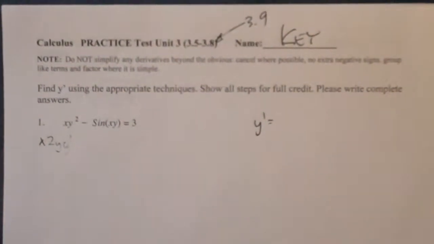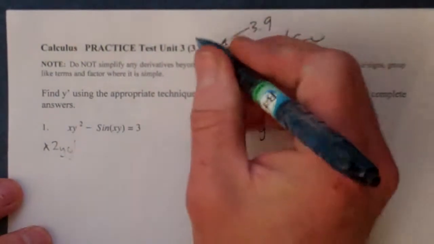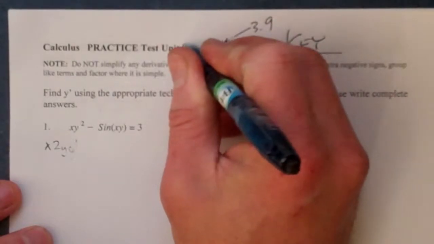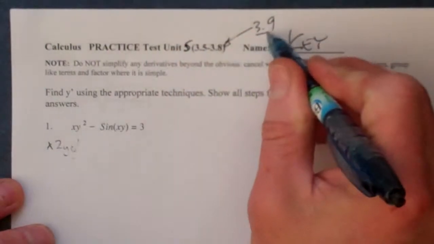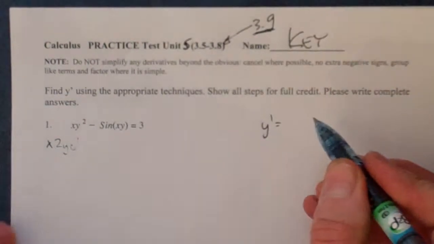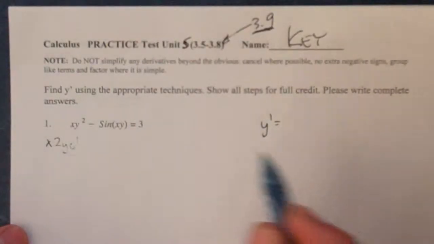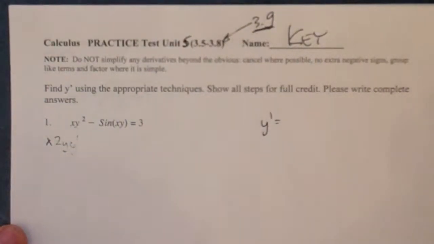Okay, here we are filming the answer key to the practice test for, I think it's called Unit 5. Anyway, it goes up to 3.9 in our new text, so 3.8 is the old text. When looking at this, you're not going to be told if it's implicit differentiation. Of course it is, because the x and y are mixed up.